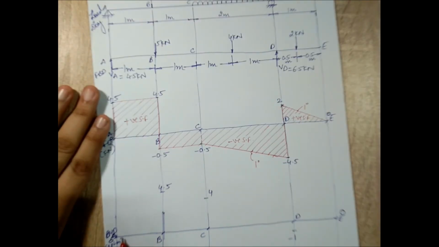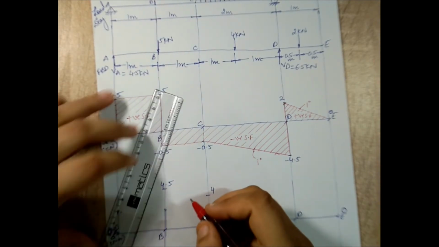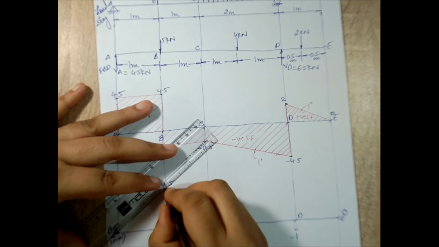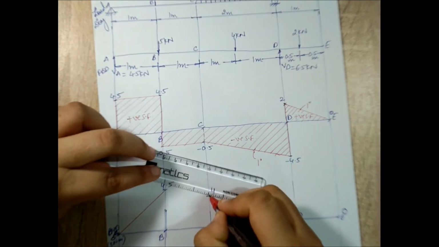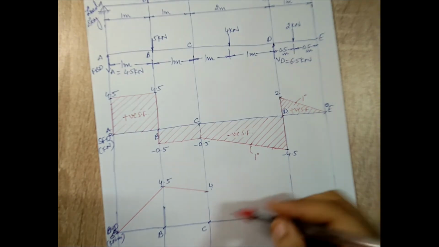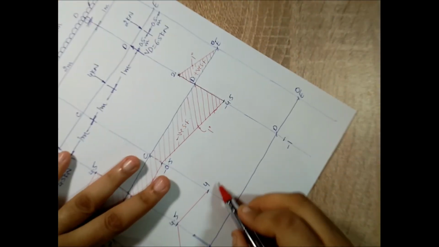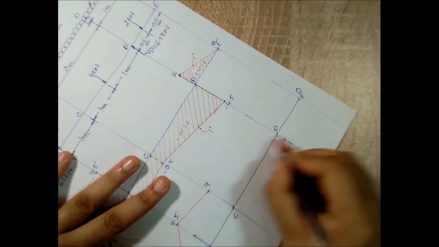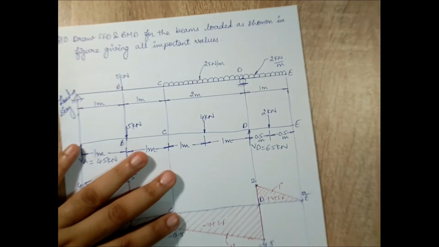Now, there is no UDL between A to C, so I will join with straight lines. 0 to 4.5, and 4.5 to 4. Next, between C to E, there is a UDL. So if you imagine that there is a straight line like this over here, I have to draw above the line. So my curve, okay, I'll just draw the imaginary line for you.